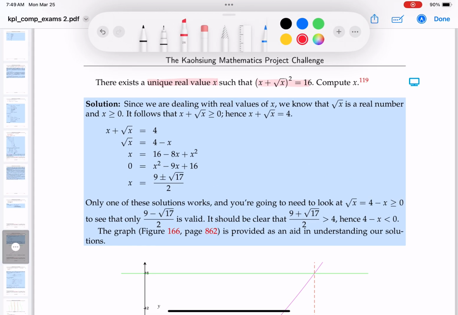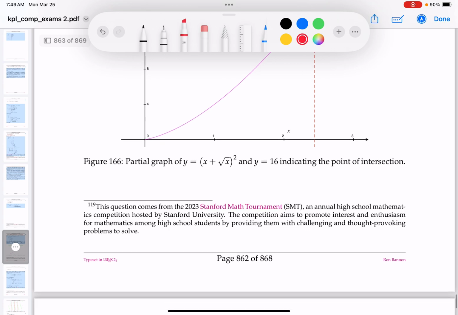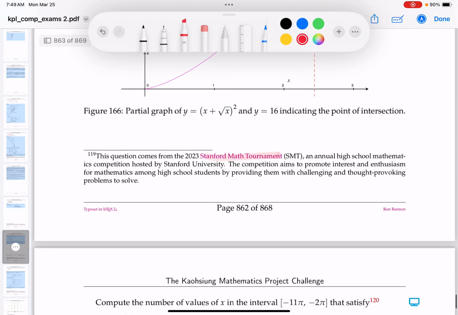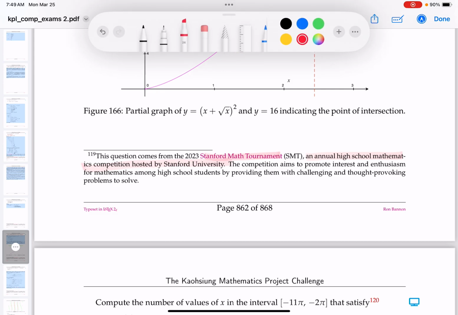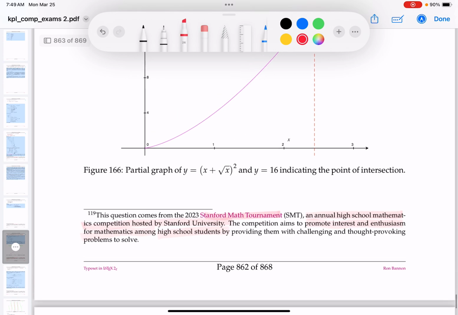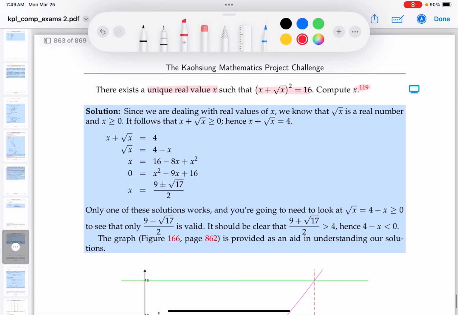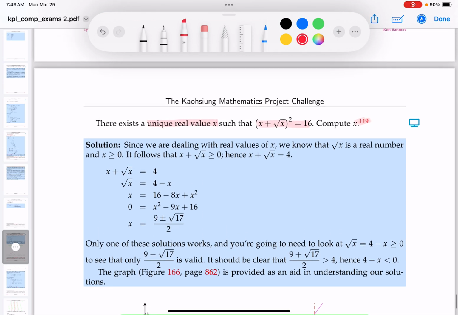Before I do that, again, I want to point out, I'm getting these questions from the Stanford Math Tournament. Again, it's an annual high school mathematics competition by Stanford University, basically run by a group of students, by the way. It's there to promote interest and enthusiasm for mathematics among high school students. It provides challenging problems, by the way. I'm not saying this one in particular is challenging, but every problem they give you is interesting. I thought this is an interesting problem too.